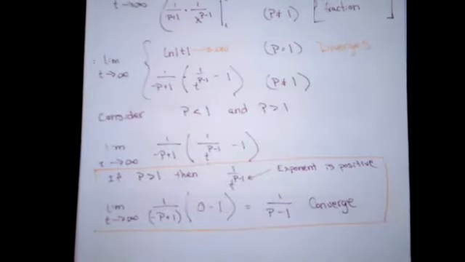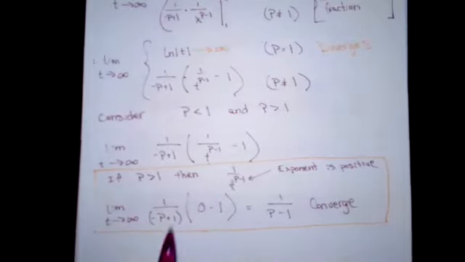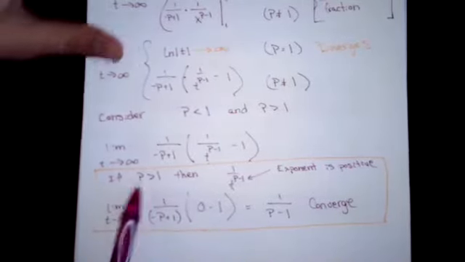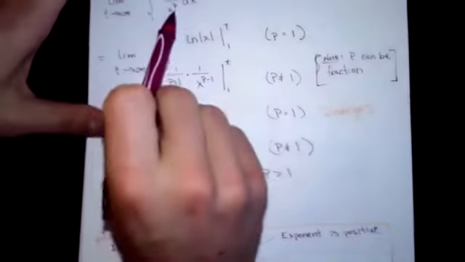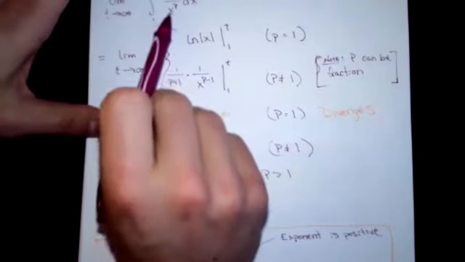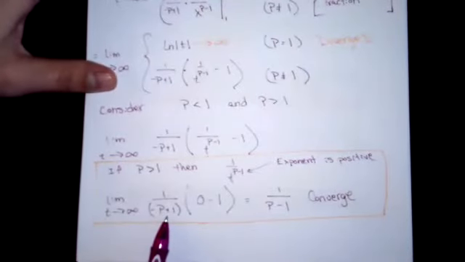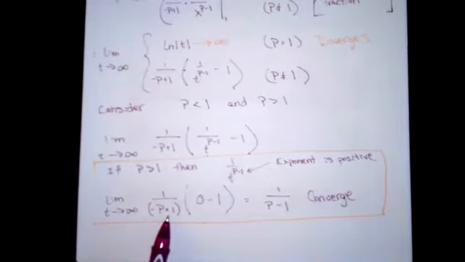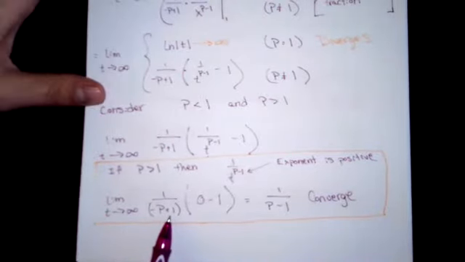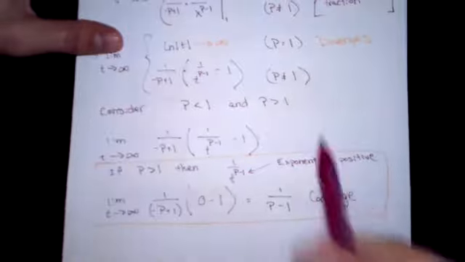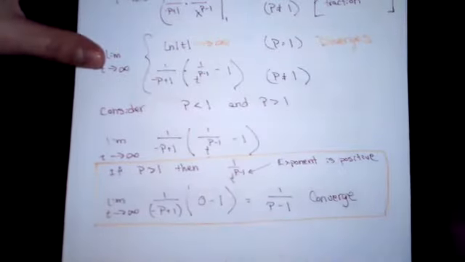And that should match what we found in the first problem. We saw that if the power of the polynomial in the denominator is bigger than 1, it'll converge. So our 1 over x squared converged. However, if it's 1 or less, it'll diverge. So what's going to happen with that?